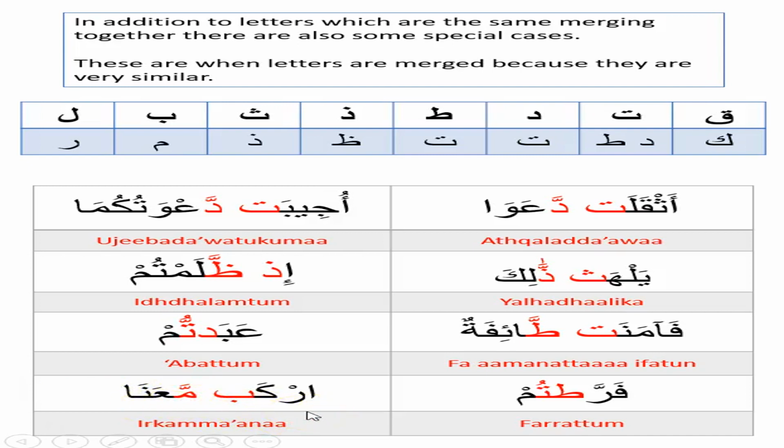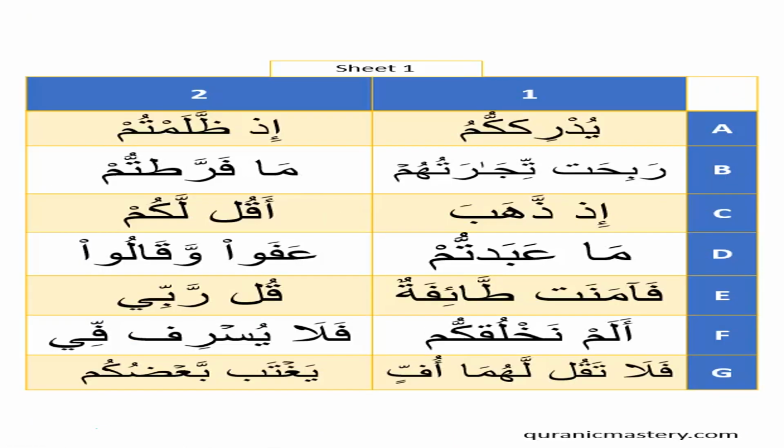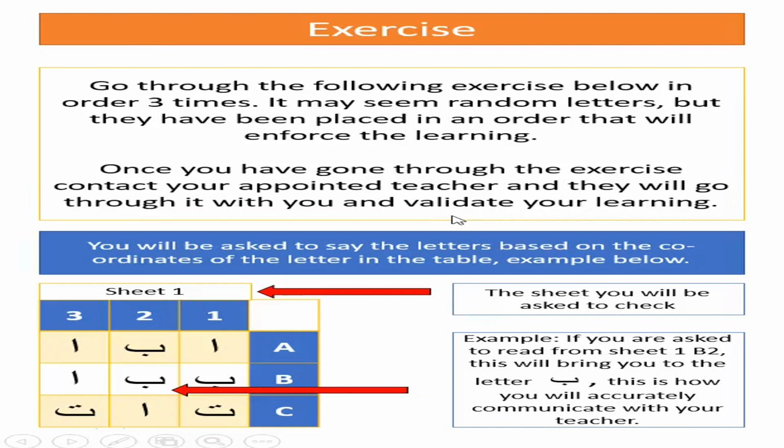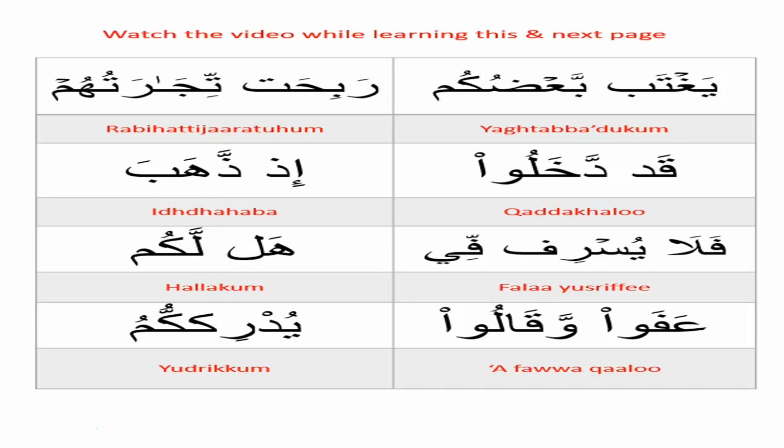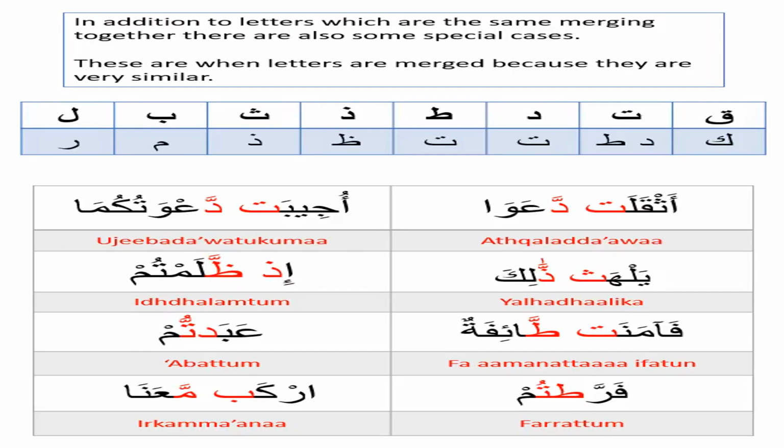Irkam ma'ana. So now that you've seen these examples, what I want you to do is to go to the Quran, okay, and I want you to find examples. So here we've got the exercise in which you will actually be reading this to your sheikh, to your teacher, okay. But I also want you to go to the Quran, copy of the Quran, and find examples of this idgham where the letters are the same, and this idgham where the letters are different, for your own reference.